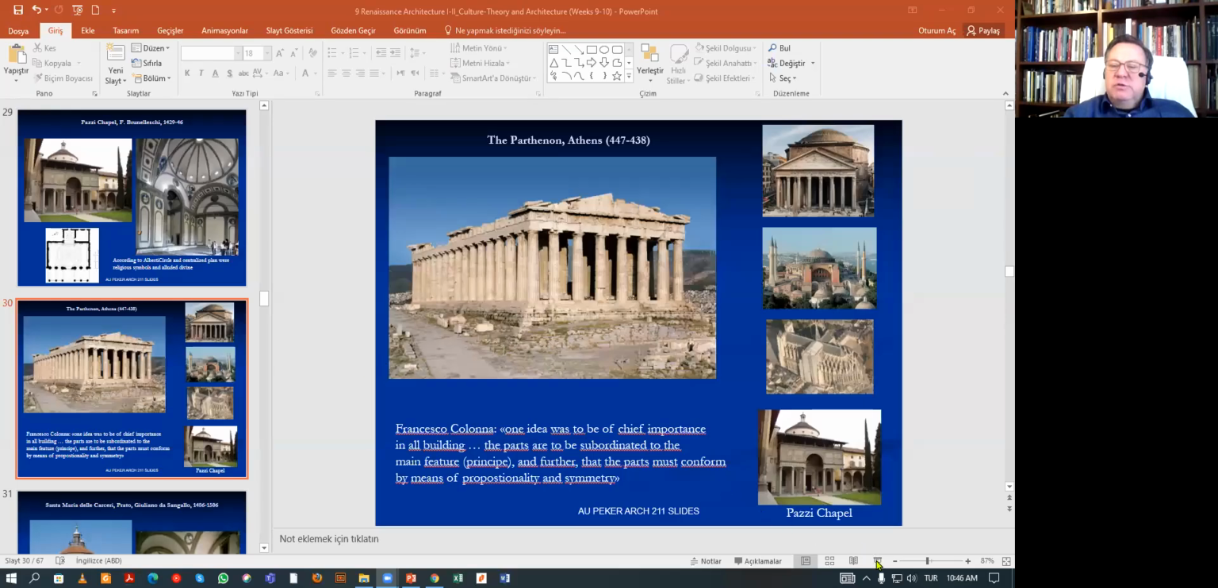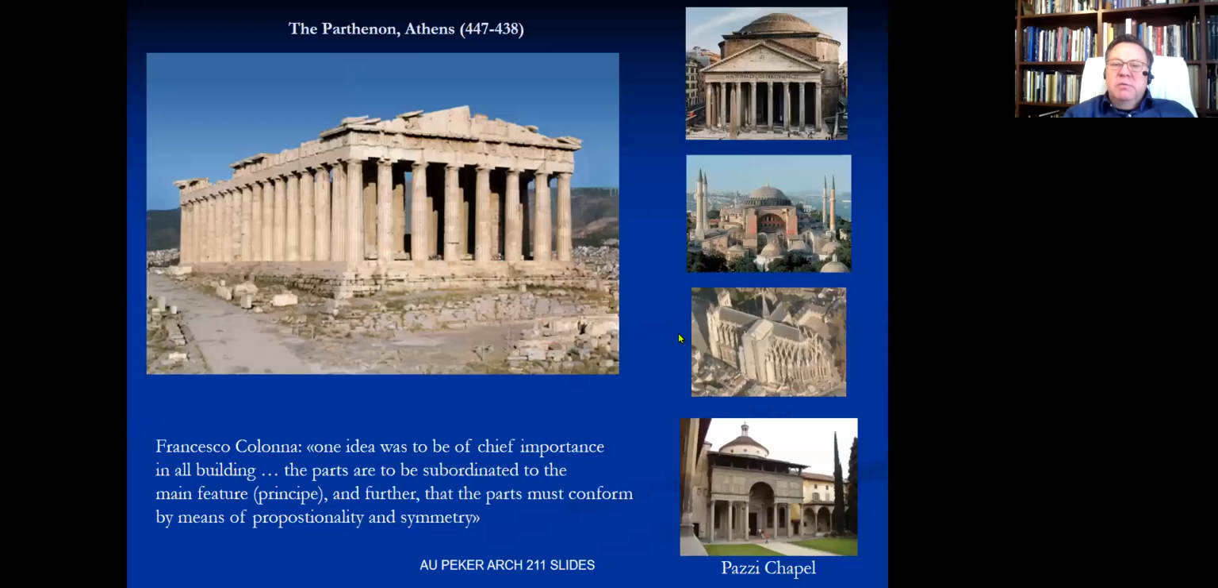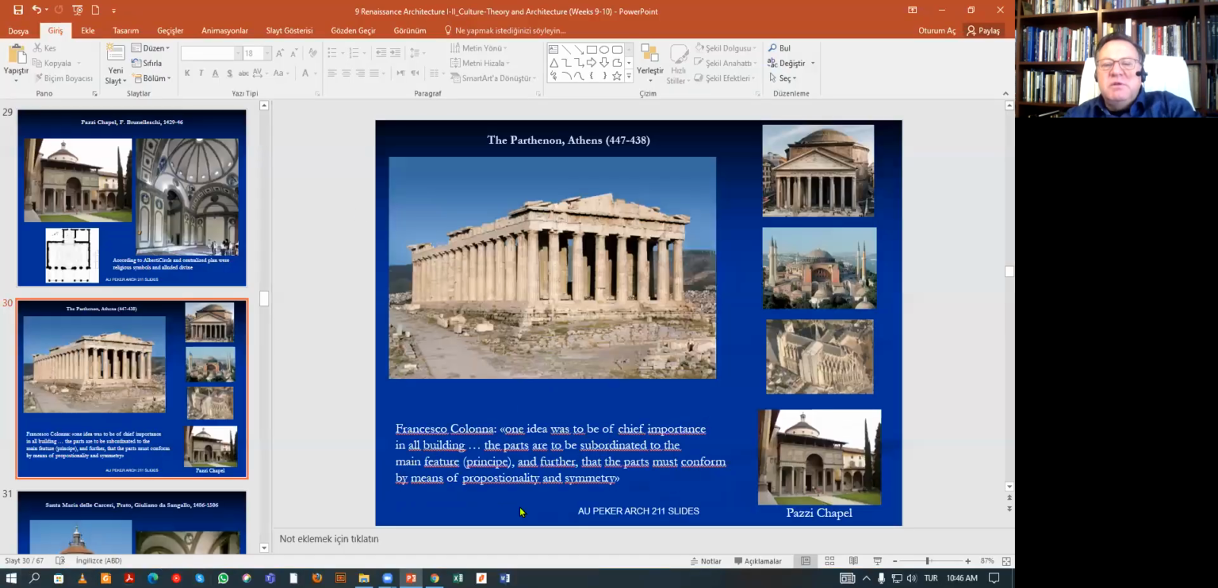I just inserted a passage from Francesco Colonna, a Renaissance theoretician. He indicates that one idea was to be of chief importance in all building. The parts are to be subordinated to the main feature, principe, and further that the parts must conform by means of proportionality and symmetry.